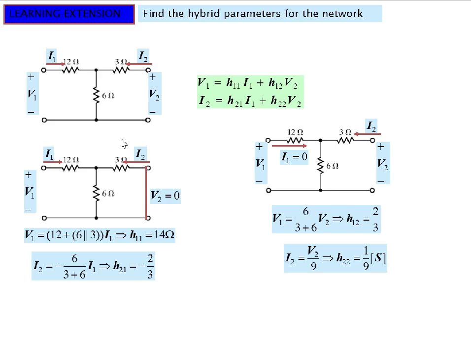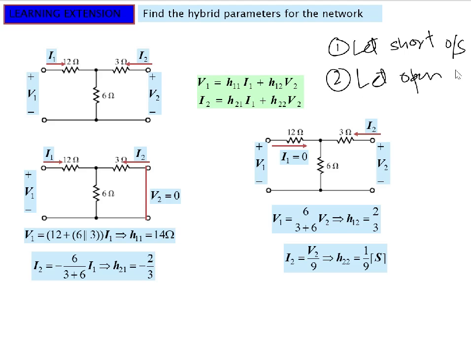So let's examine this circuit and let's use this knowledge that we have gained so far to calculate our hybrid parameters. What is the knowledge that we have gained? One, to let the circuit short on the output side, and the second thing is to let the circuit open on the input side. So these are the two rules that we should follow here.